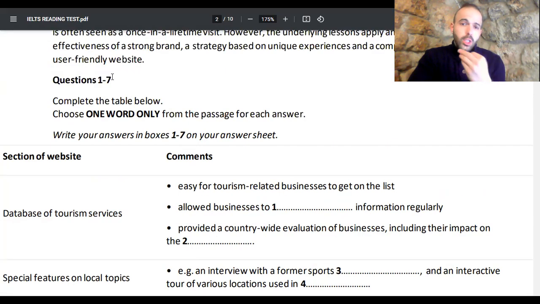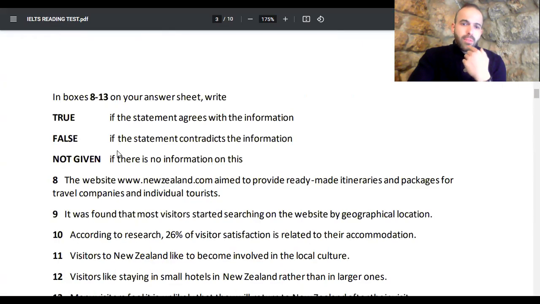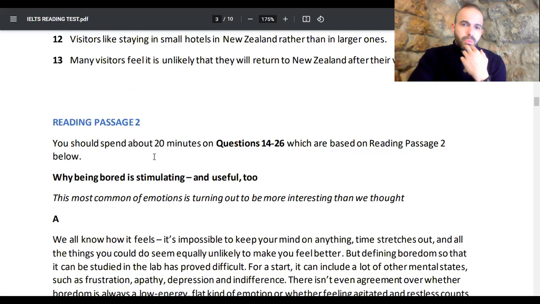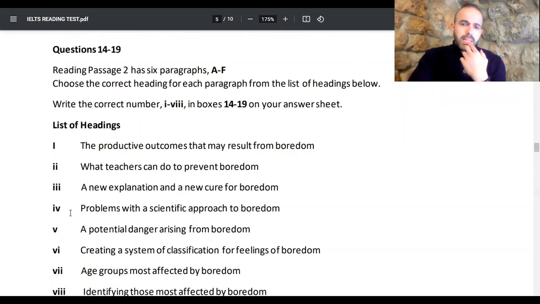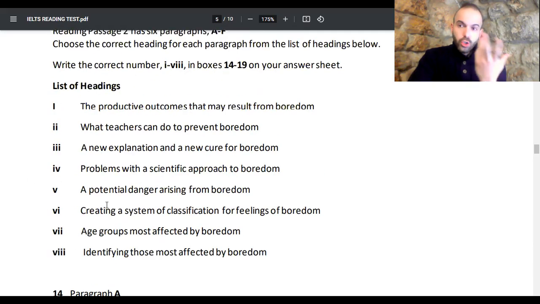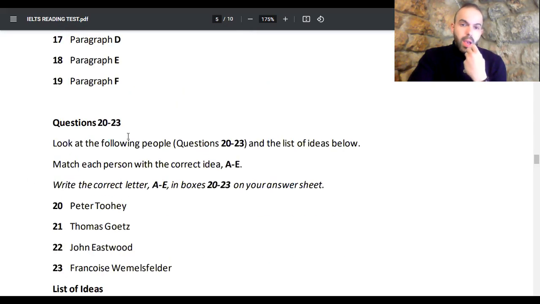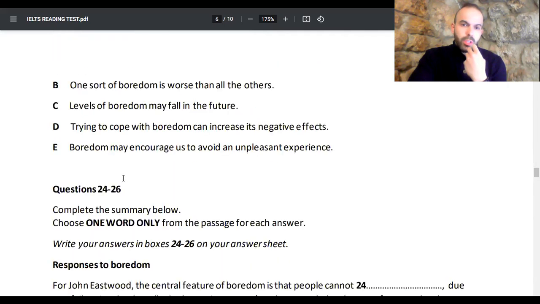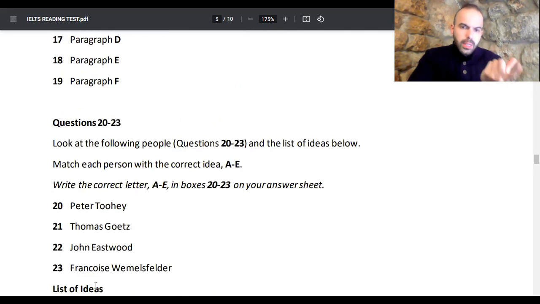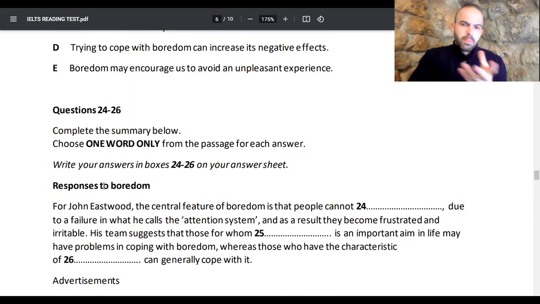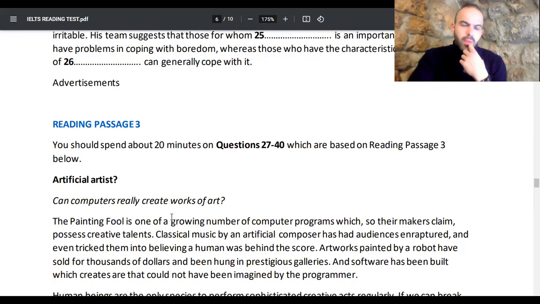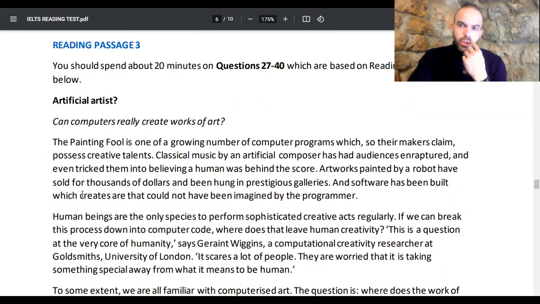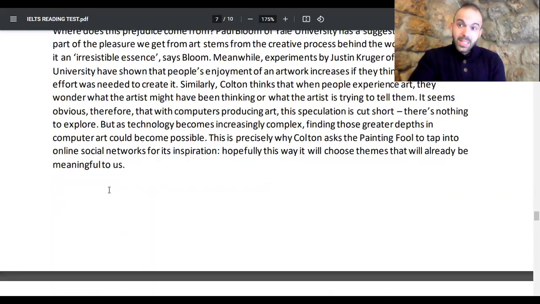It's quite straightforward and it's one word only. And we have true, false, not given questions. In reading passage 2, we have a list of headings, and that's quite challenging. It requires some time, but it's still okay. And we have a list of ideas that you need to match with the right person here. And then we have some fill the blank, just a couple of numbers to fill. If we go to reading passage 3, which is about artificial artist, let's check the questions here.